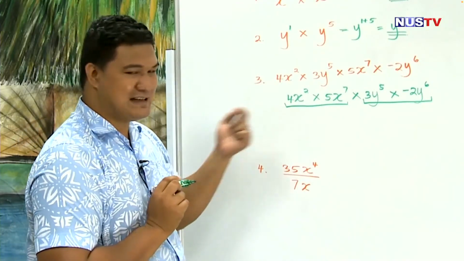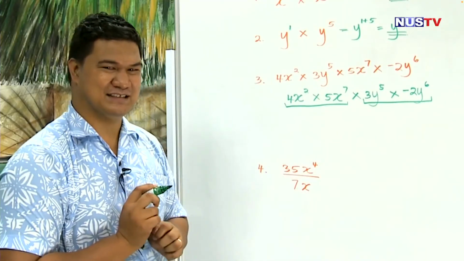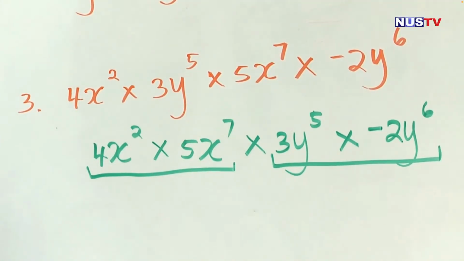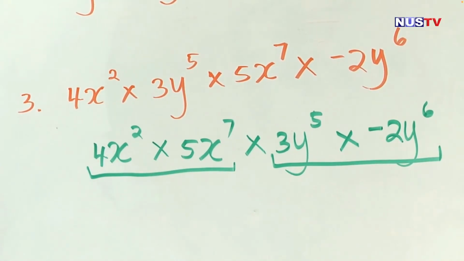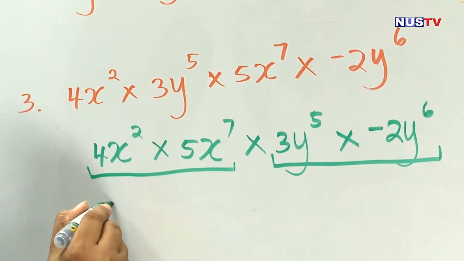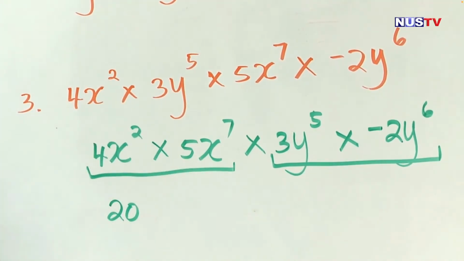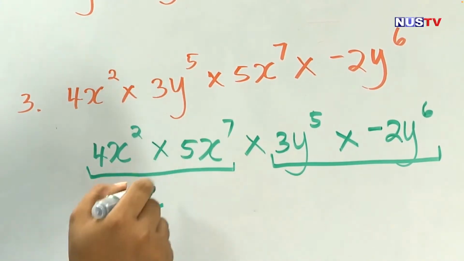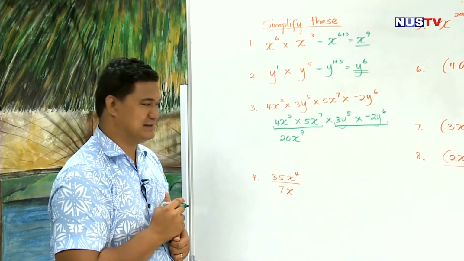The last thing to do is to simplify them using our laws of indices. So 4x squared multiplied by 5x to the power of 7. The 4 we multiply by 5 because they are coefficients, so we multiply the coefficients straight away. 4 times 5 is equal to 20. x to the power of 2 multiplied by x to the power of 7 will be x to the power of 2 plus 7, which is 9. And that is done for our variable x.